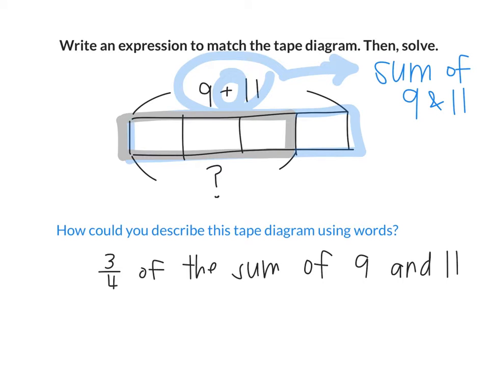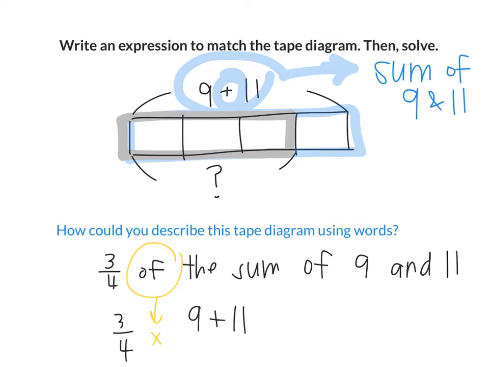Now we know that the word, by the way, is this a math expression or is it words? So now we have to somehow translate the words into a math expression. Well, luckily for us, we already know the word of means what? Multiply. So we know we have 3/4 times something. Well, we have 3/4 times the sum of 9 and 11. How do I show the sum of 9 and 11? It's 9 plus 11.